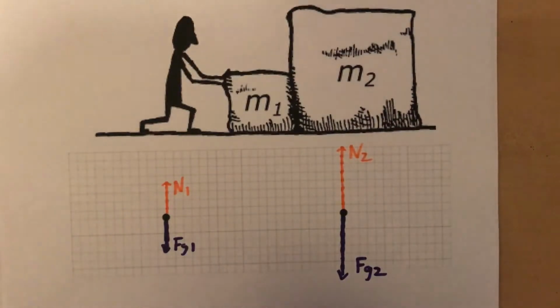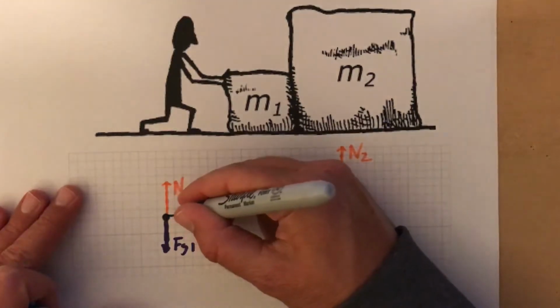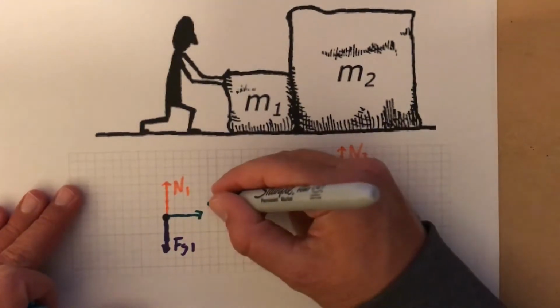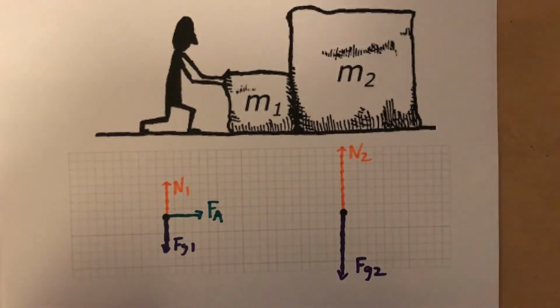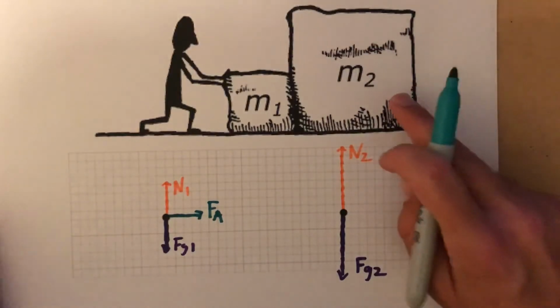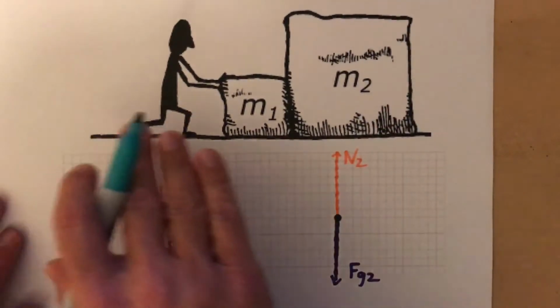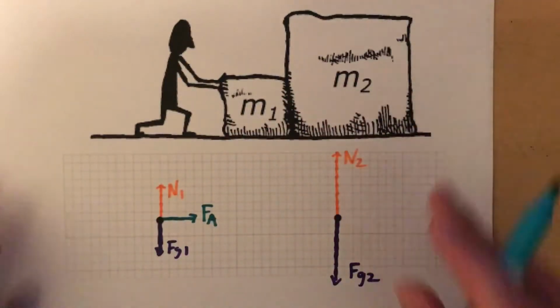Now block 1 has one more force on it. It's the push. We don't know how big it is, so I'm just going to draw it 1, 2, 3, 4. I'm going to call this force A for force applied. So that's acting on this block. What moves this block forward? He says he slides them both across. There's no friction, so they're both going to start to move to the right there.